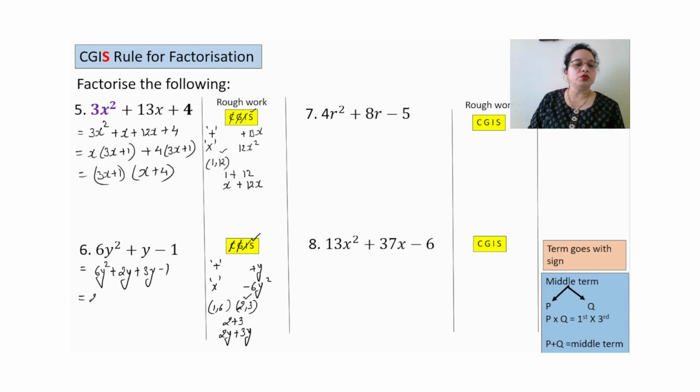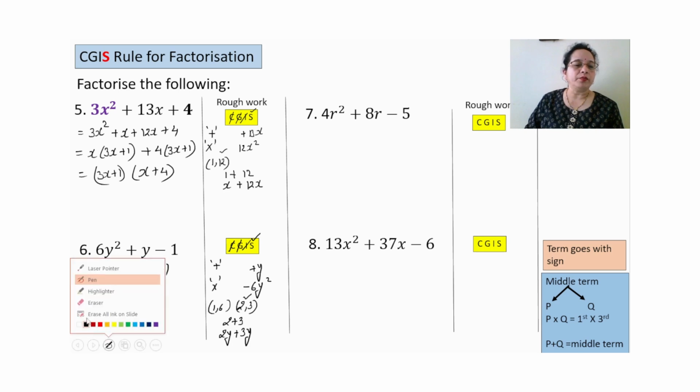From the first two terms take 2y common. So what is left? 3y plus 1. And now here the last one is minus, so instead of the plus sign here we will take the minus sign common.